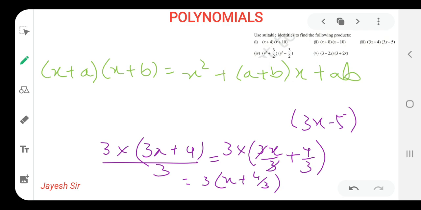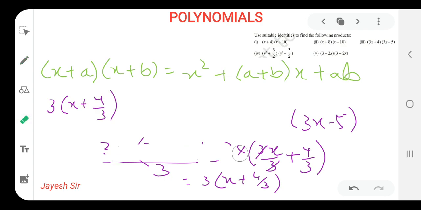I hope you all might be able to solve it on your own and have understood it properly. What we have done friends, we have multiplied with 3 and divided with 3 so that the equation does not get changed. Now 3 is to be taken inside the bracket so that it can be solved further. So after solving it further, we got the value as 3x plus 4 by 3. I am writing over here 3x plus 4 by 3.